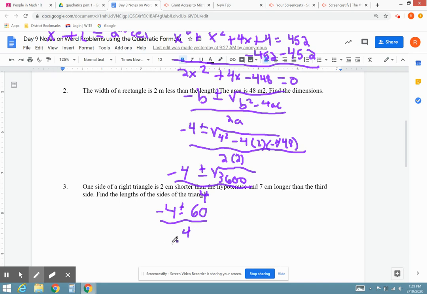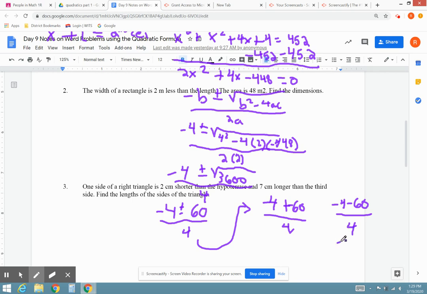Okay, now remember we're going to split that. So I really have, I'm going to come over here. I really have negative 4 plus 60 over 4. And then I have negative 4 minus 60 over 4.